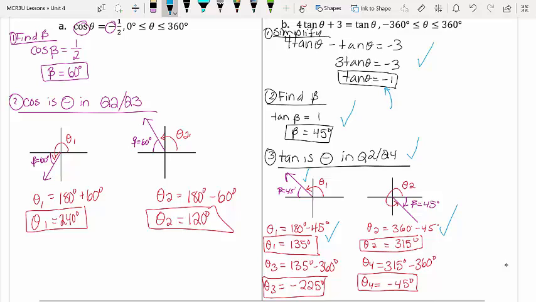Okay, so in the first one, it was 180 degrees minus the related acute angle. In the second one, it was 360 degrees minus the related acute angle. And then, because our domain extends in the negative direction, we're going to subtract 360 from those original two values of theta and see how many more values of theta there are. So in the end, there were 4 possible values of theta.